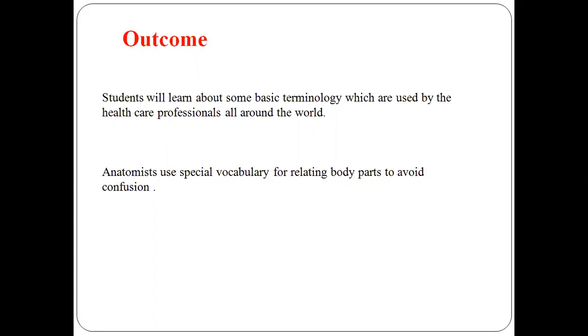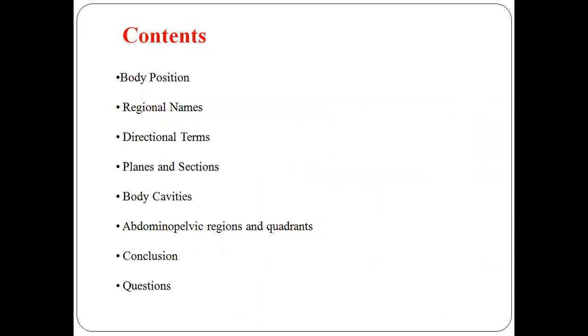Now, if we take an example, is it correct to say the wrist is above the finger? This might be true if our upper limbs are at our sides, but if we hold our hand up above our head, our fingers would be above our wrist. So to prevent this kind of confusion, anatomists use a standard anatomical position and a special vocabulary for relating body parts to one another. These are mainly the contents that we'll be discussing in this class.